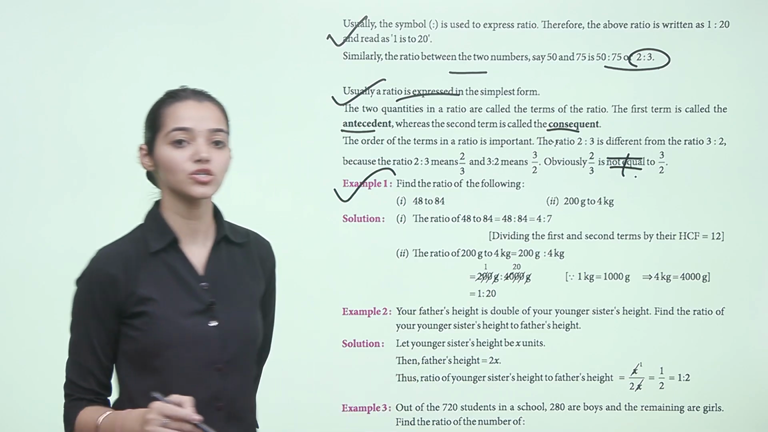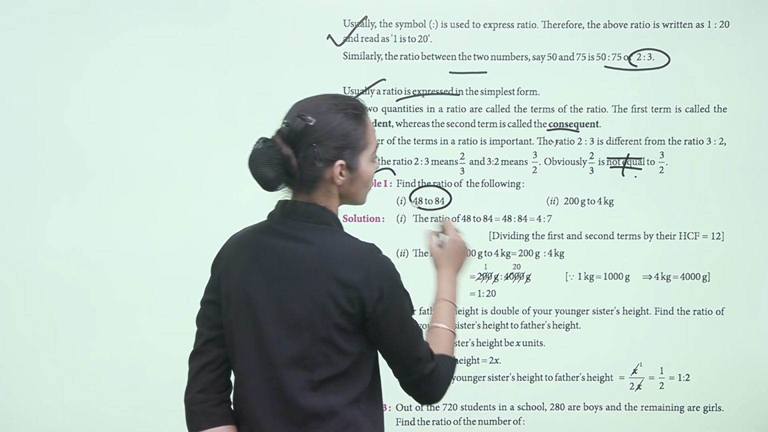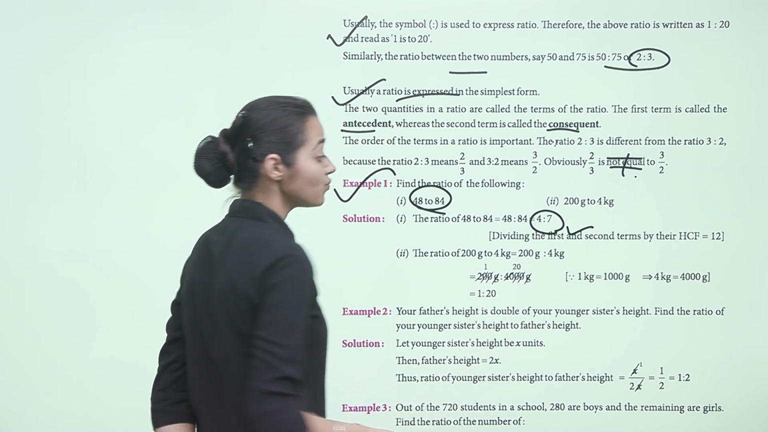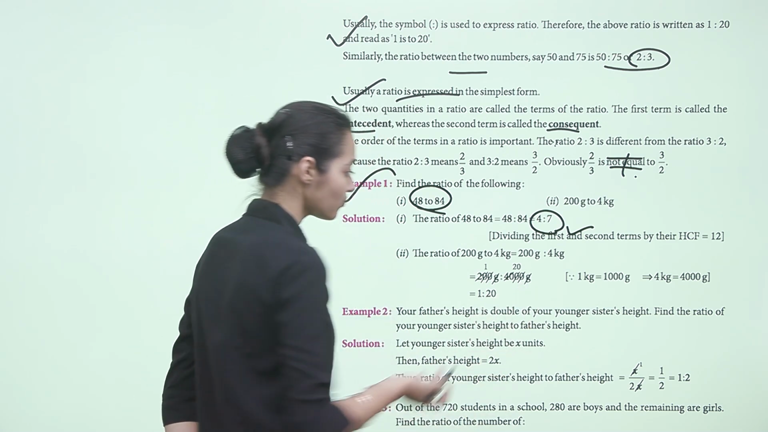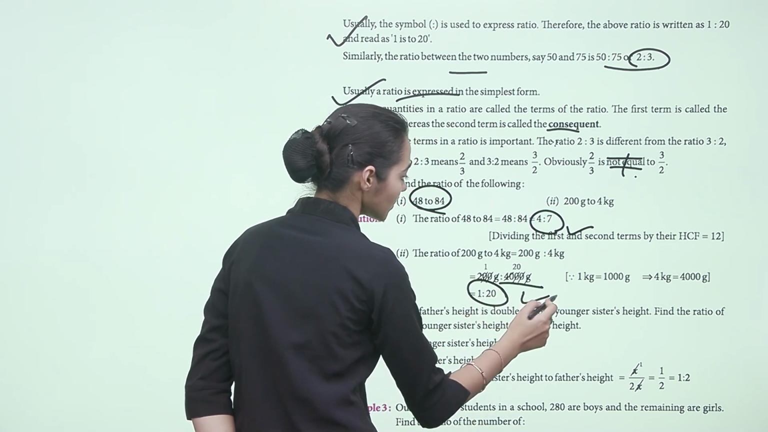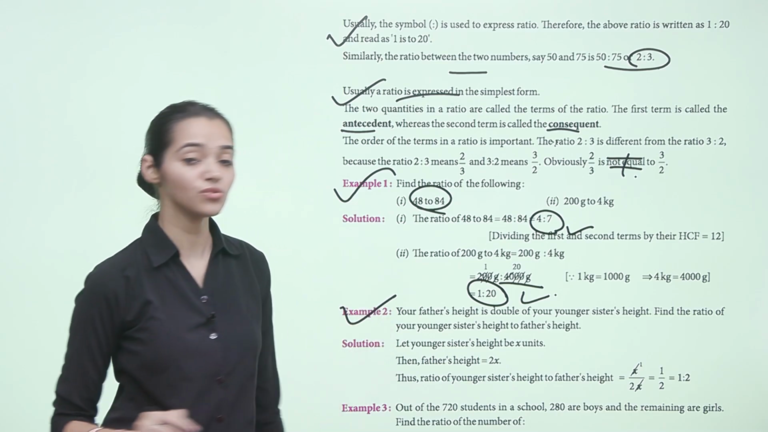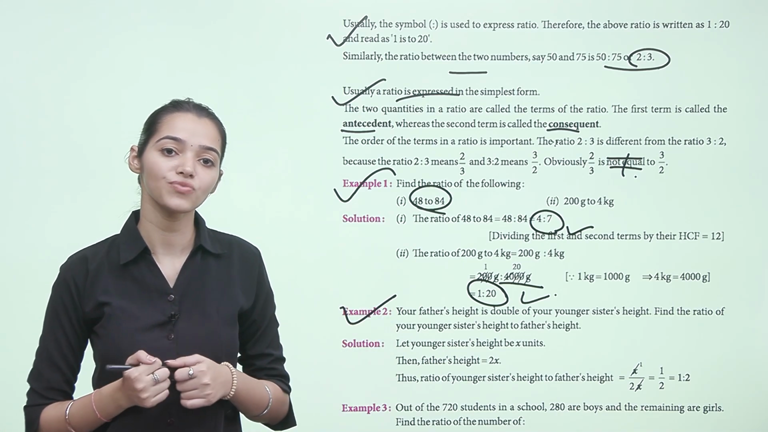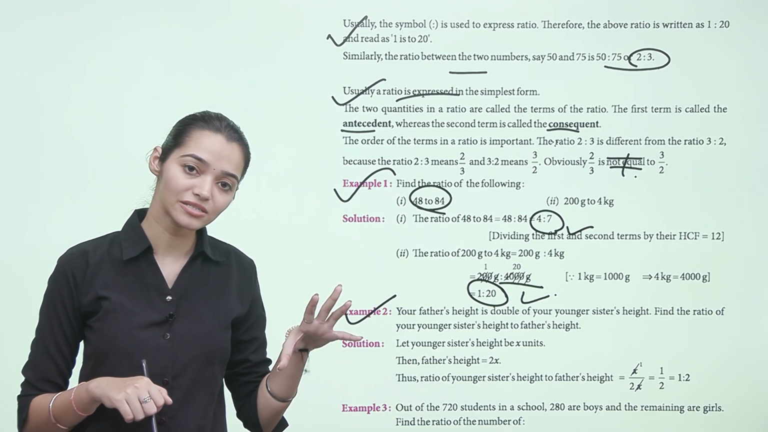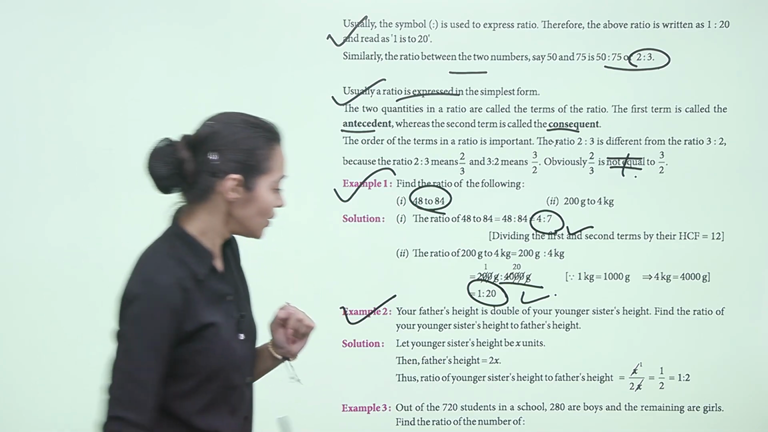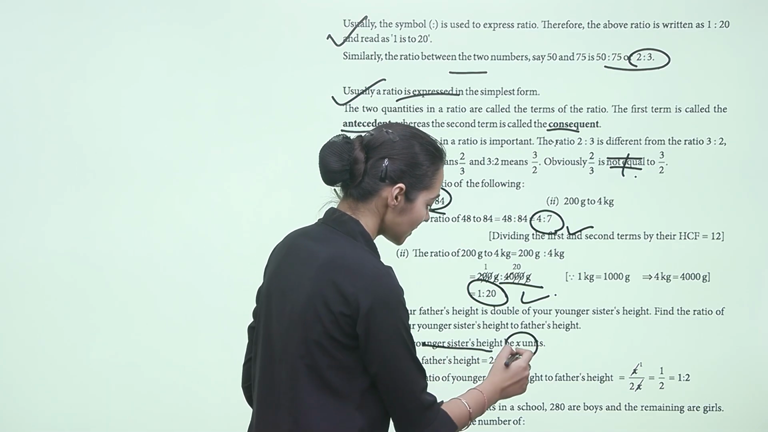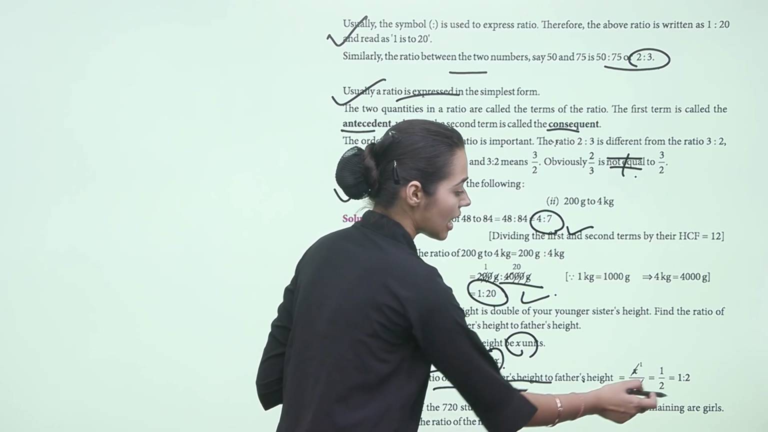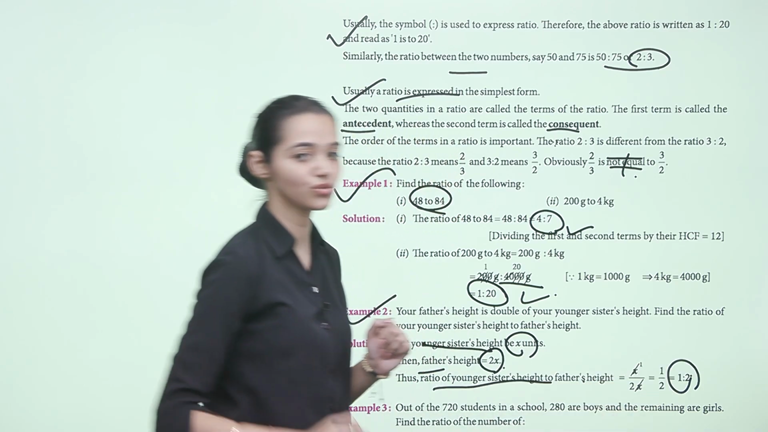Here we have to find the ratio of the following. 48 to 84 is 4:7. 200 gram to 4 kilogram, that means 4000 gram, becomes 1:20. Here is our example number 2. We are told that your father's height is double your younger sister's height. We have to find the ratio of your younger sister's height to your father's height. Let your younger sister's height be x and your father's height be 2x. Then the ratio will be x to 2x, that is 1:2.